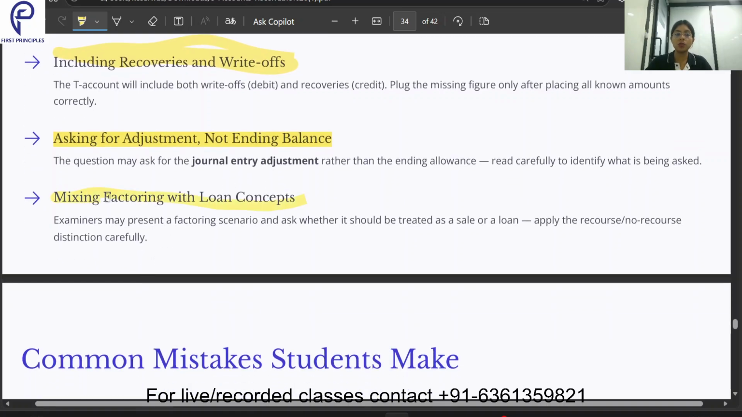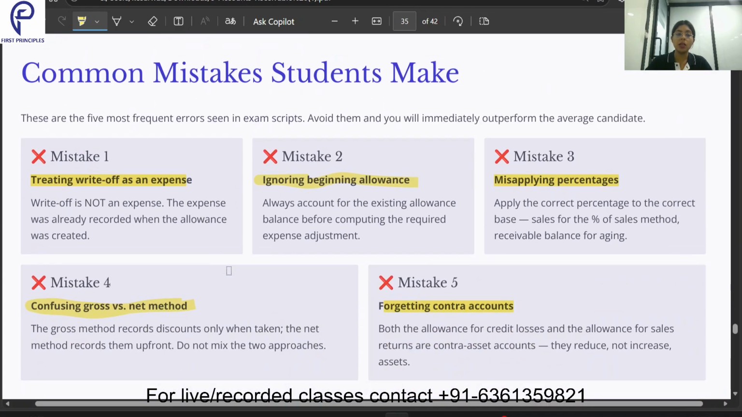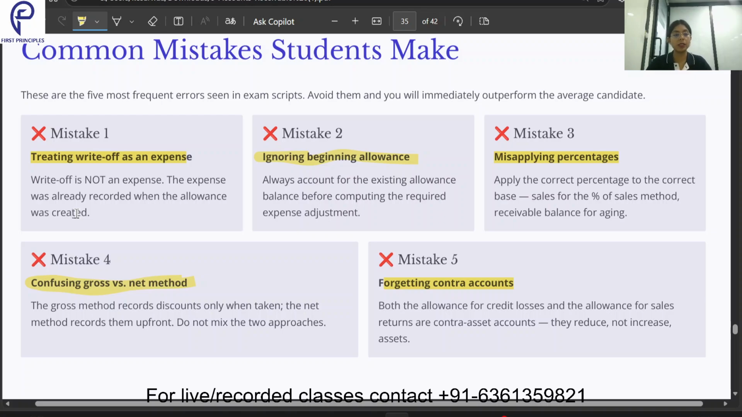And what mistakes can we as students make in the examination? Mistake number one: treating the write-off as an expense. Write-off is not an expense. The expense was already recorded when we created the allowance account. So write-off should not be recorded as an expense in my income statement. Then ignoring the beginning allowance balance, then misapplying the percentages, like when we have the percentage of sales method, then confusing the gross method with the net method, then forgetting the contra accounts, that is allowance for credit loss and allowance for sales returns. These are the contra asset accounts that need to be reduced from my accounts receivable account.